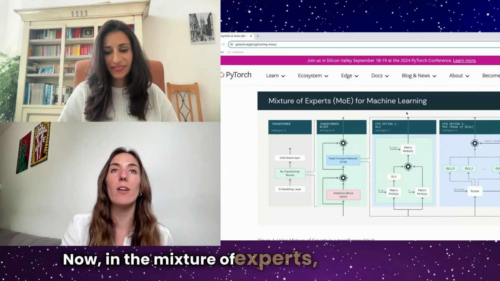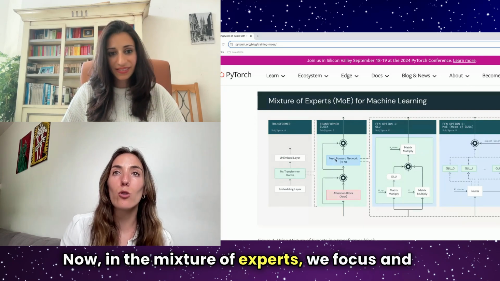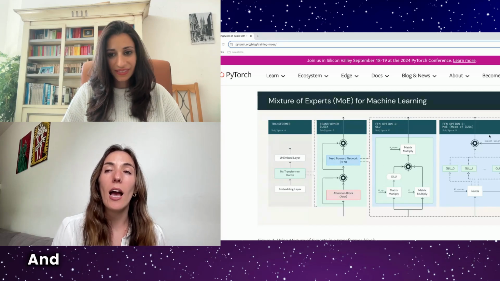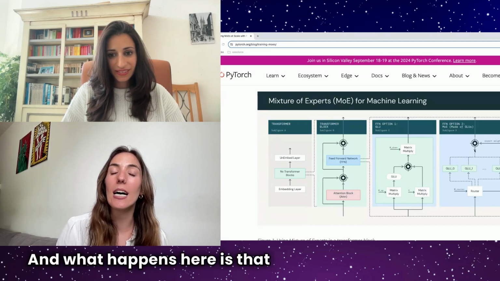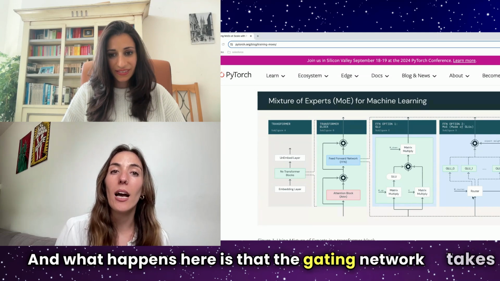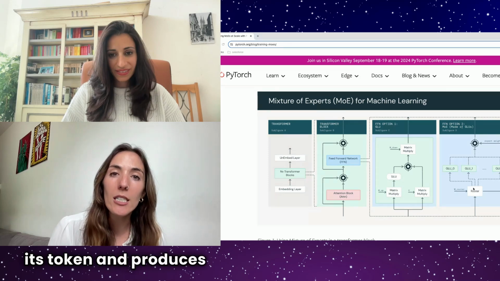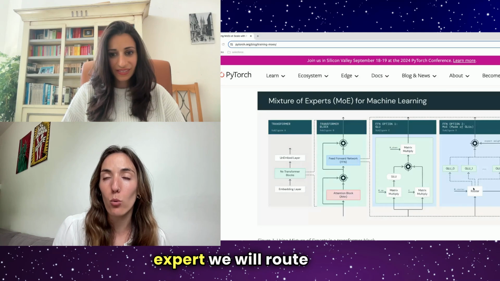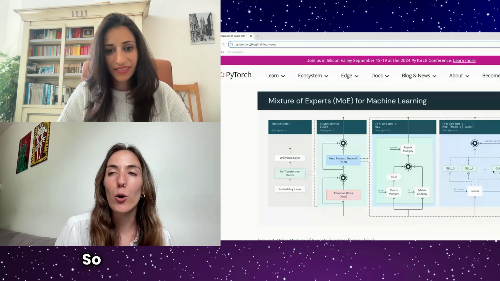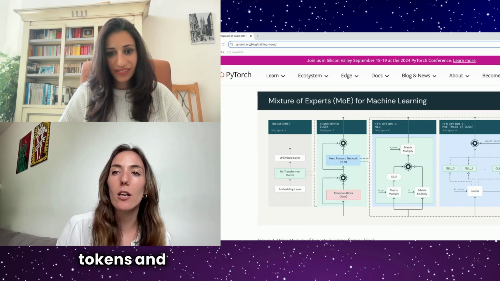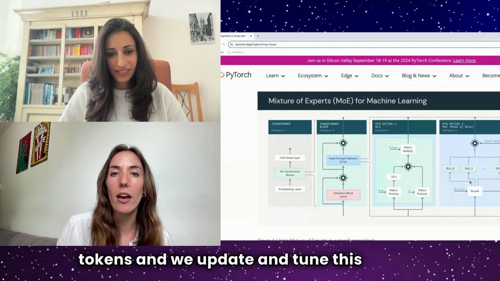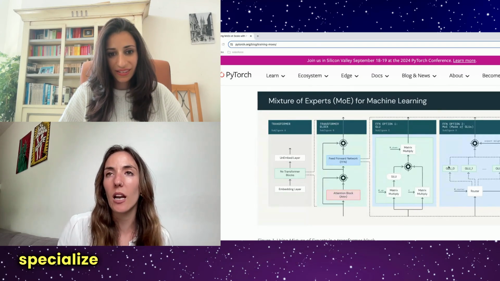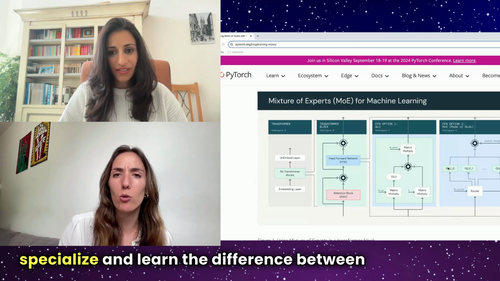Now, in the mixture of experts, we replace this block with a mixture of experts block. What happens here is that the gating network takes a token and produces a set of weights that determine which expert we will route it to. So during training, we pass new tokens and we update and tune this expert. In this way, we enable the network to specialize and learn the difference between these experts.